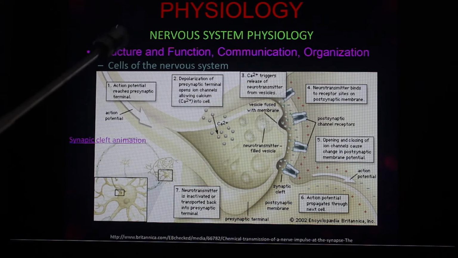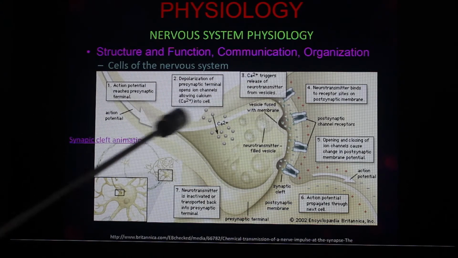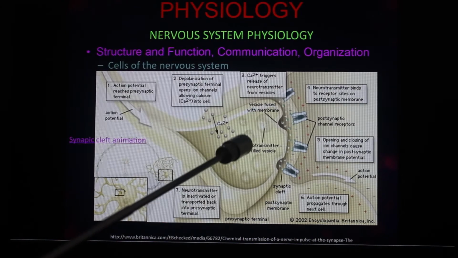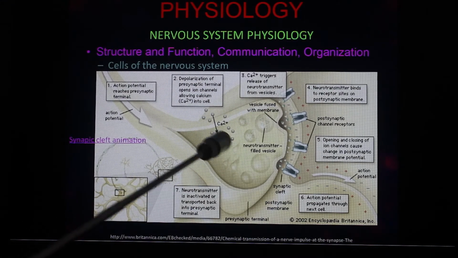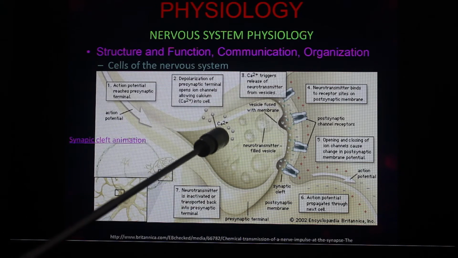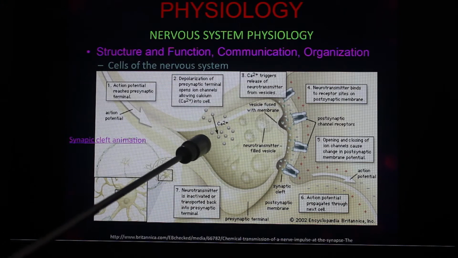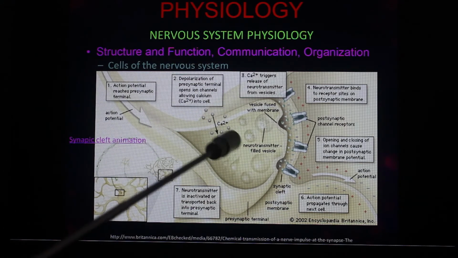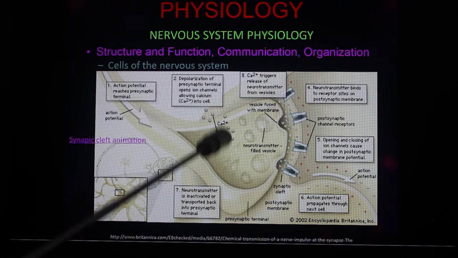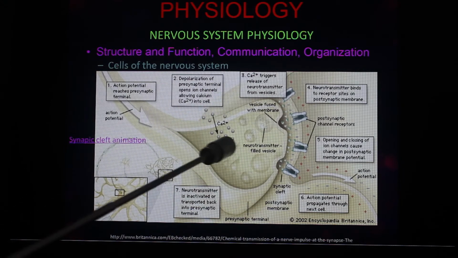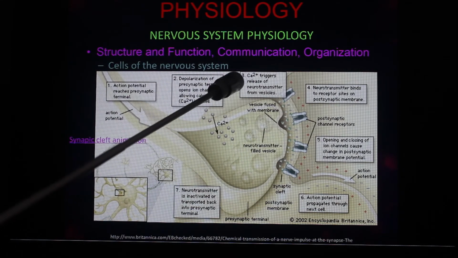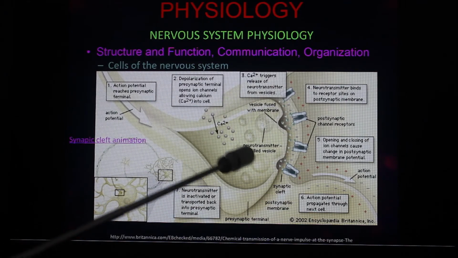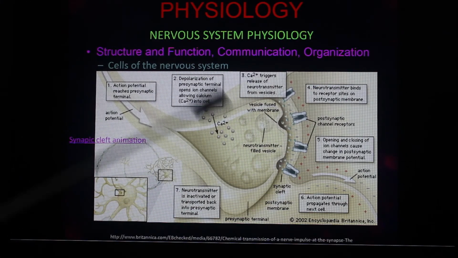As the action potential reaches the end, the terminal axon, the depolarization of the presynaptic terminal opens ion channels, allowing calcium to enter into the terminal axon, and this calcium entering this area triggers the release of neurotransmitters from vesicles that are present at the terminal axon.